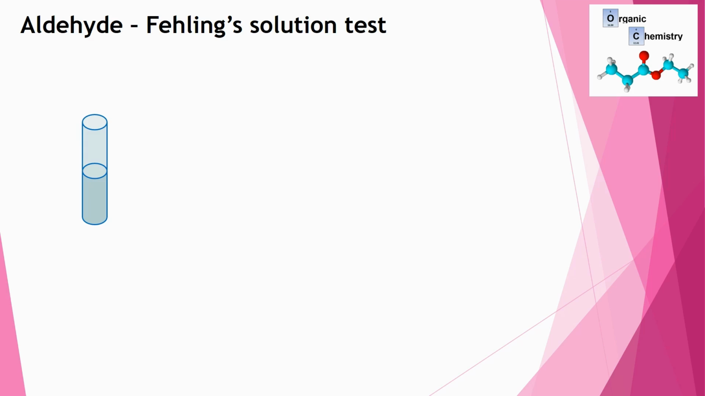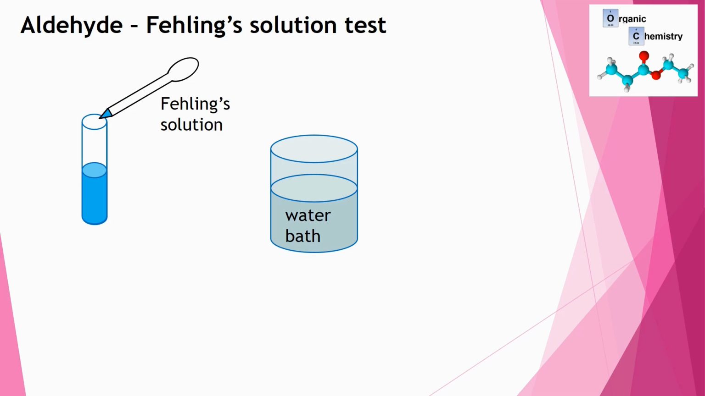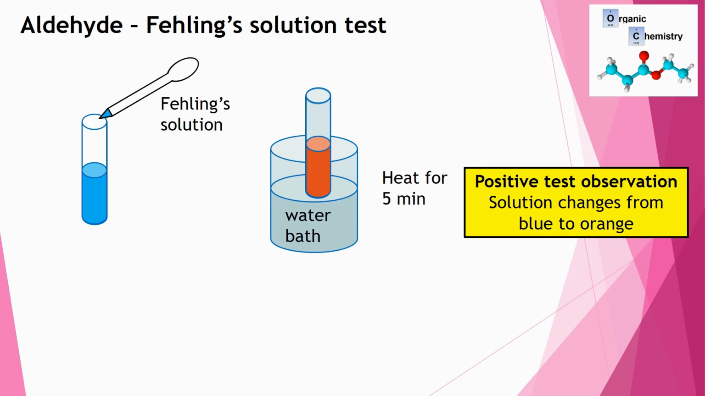We take the sample, we add the Fehling solution, it's blue, then we heat it. So the water bath, again, 70 to 80 degrees Celsius. We leave it in here for 5 minutes, and positive test, it goes a brick red or an orange brick red. Positive observation, blue to orange.